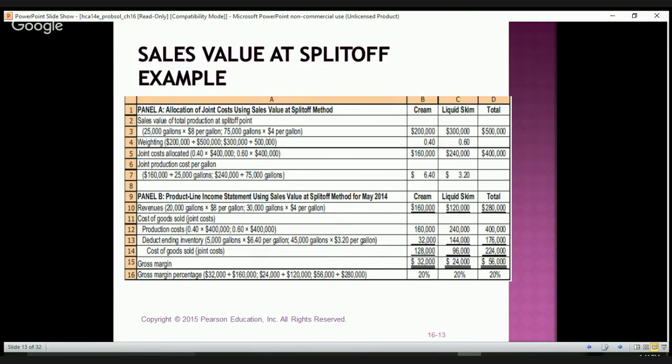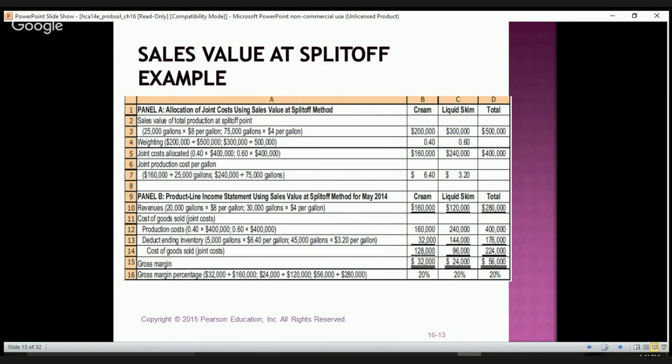How they get the 40-60 split is actually through the sales. Cream had 20,000, liquid skim had 30,000. So 20,000 of 50,000 is 40%. And liquid skim, which is 30,000, if you take 30,000 divided by the 50,000 of total sales, you get 60%.